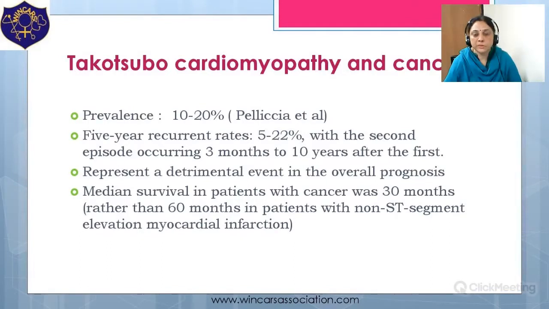Takotsubo cardiomyopathy, or stress-induced cardiomyopathy, is common in cancer with a prevalence of 10 to 20%, with a 5-year recurrence rate of 5 to 22%, the second episode occurring 3 to 10 years after the first one. Presence of this cardiomyopathy is a detrimental event in the overall prognosis. The survival is reduced to 30 months rather than 60 months in a patient without cancer and Takotsubo cardiomyopathy.